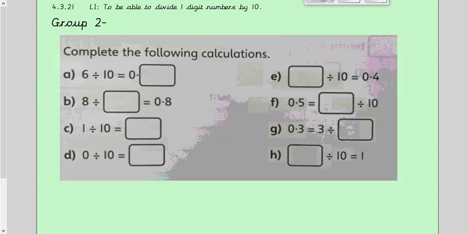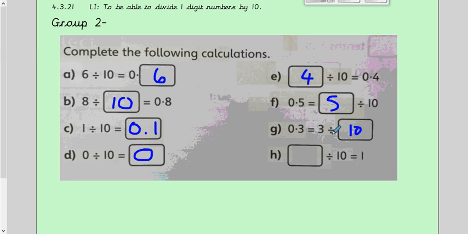The next part for group 2: 6 divided by 10 is 0.6, 8 divided by 10 is 0.8, 1 divided by 10 is 0.1, 0 divided by 10 is 0. Hope that didn't catch you out. Think about it, 0 divided by anything is 0, because if you have nothing to share out, then there's going to be nothing in your bubbles or whatever you're sharing out between, so it's always 0. This one would be 4. 4 divided by 10 is 0.4. This one is 5. 5 divided by 10 is 0.5. 3 divided by 10 is 0.3.